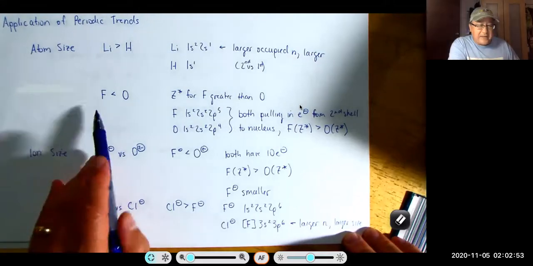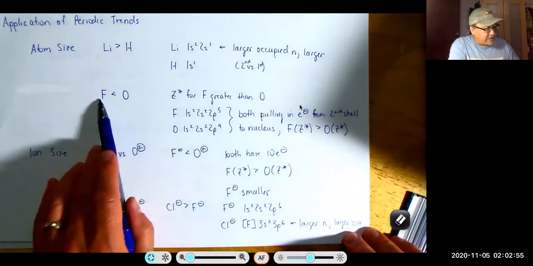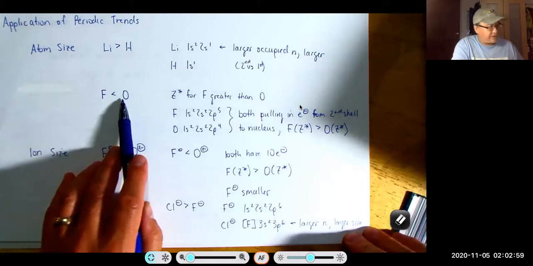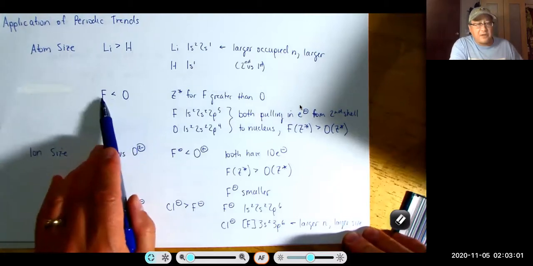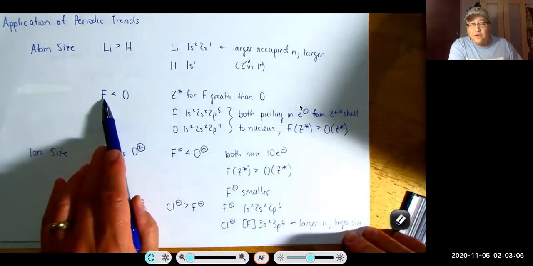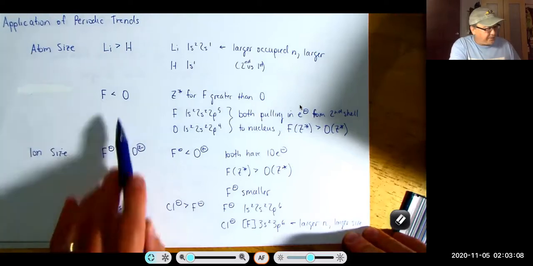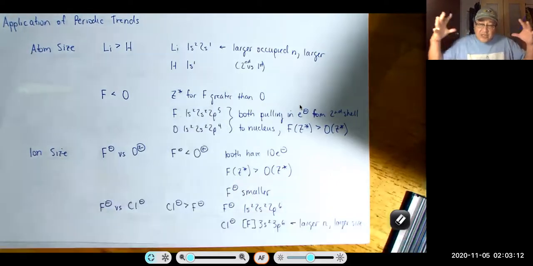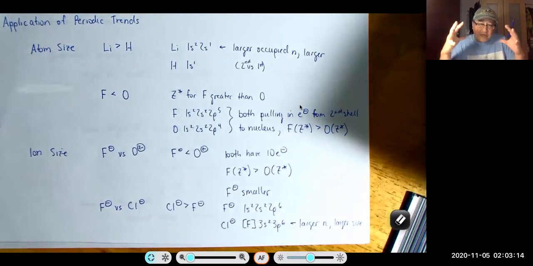So how about fluorine and oxygen? Fluorine is actually smaller than oxygen, which is interesting because fluorine has more electrons. So why is fluorine smaller than oxygen? It turns out that Z effective for fluorine is greater than oxygen, and they're both pulling these electrons in from the second shell, and they're pulling them in with their protons.